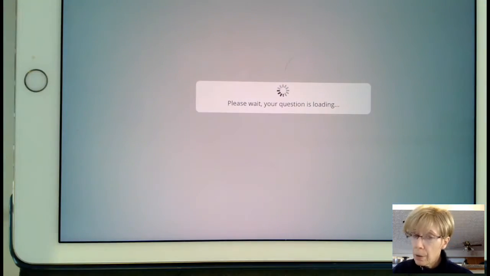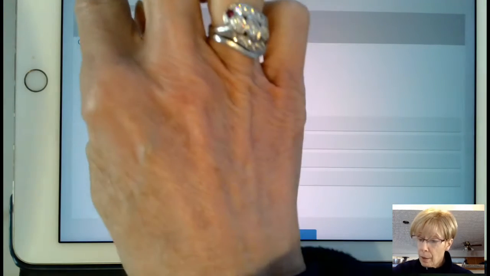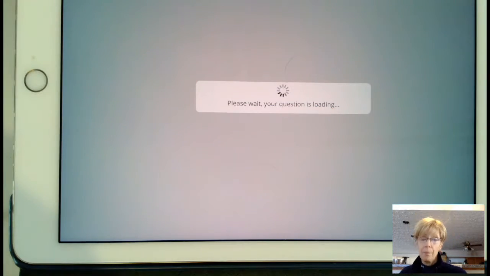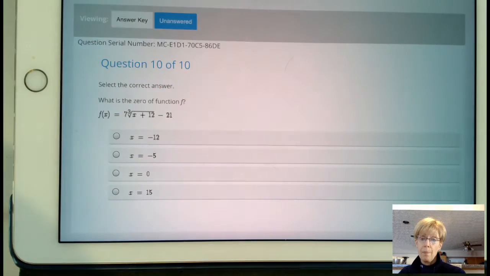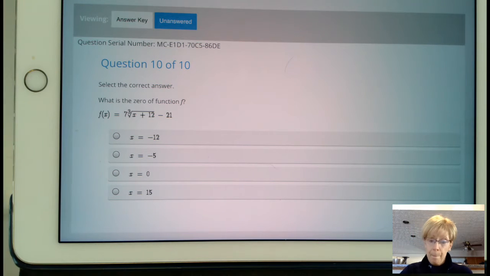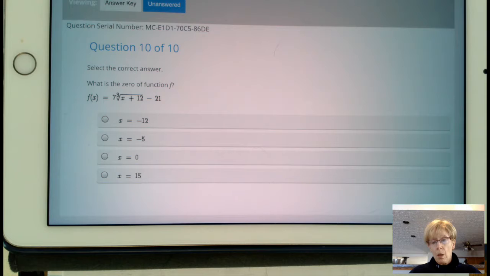I do want to flip over and look at a problem here, not that one. Problem number 10 here, and it's also what is the zero of the function. I'm going to go ahead and solve this problem, and then I also will show you how to do it on Desmos. I think that this is a good way to refresh your memory from section 7.2 where we solved.